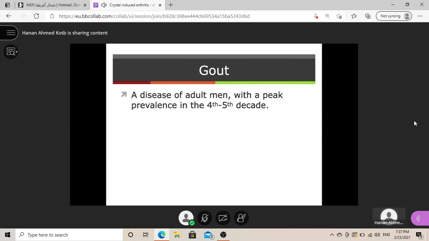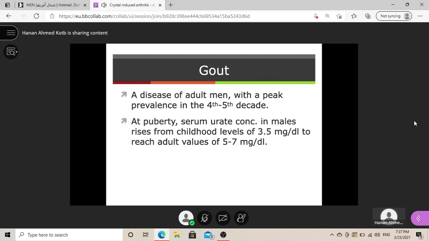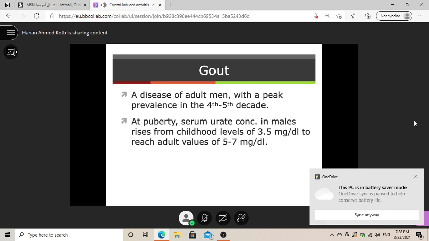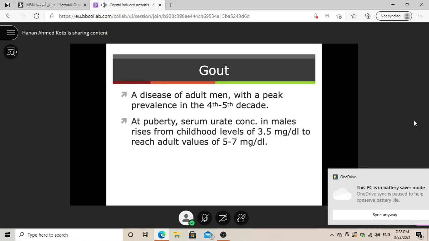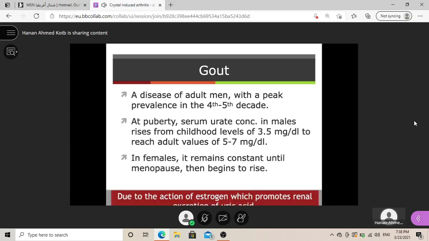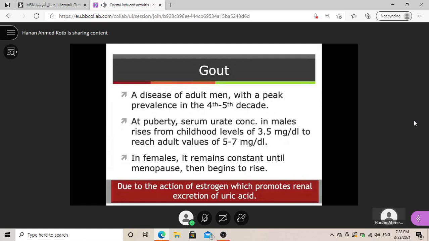Gout is usually a disease of men, with men more affected than women, with the peak prevalence in the fourth and fifth decade. At puberty, we find that the serum urate concentration in males rises from the childhood levels of 3.5 milligrams per deciliter to reach adult values of 5 to 7 milligrams per deciliter. However, females remain at the childhood levels of 3.5 milligrams during adult life until menopause, when it rises to become equivalent to the male levels. This is mainly due to the action of estrogen, which promotes the renal excretion of uric acid.